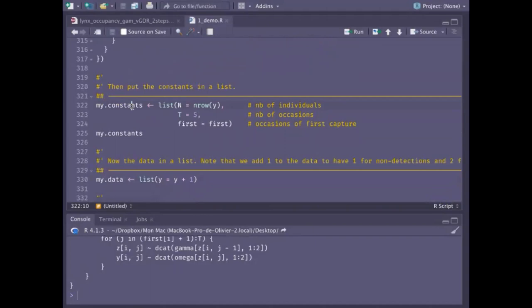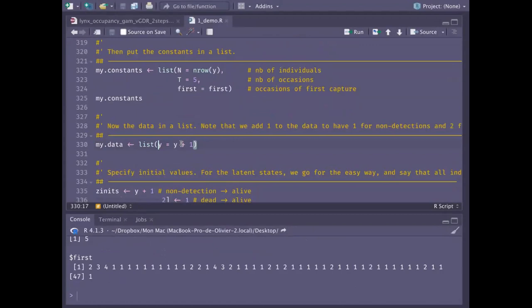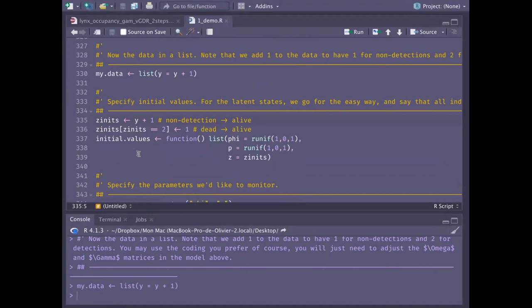The constants. So now we need the number of individuals, the number of sampling occasions, and this vector of the occasions of first capture. Okay, so that's a list with three components. And the data are just the matrix of detections, non-detections. So I add one to all the cells of this table because I want ones and twos, like I said. I generate initial values. So you can have a look at how I just use the observation table and I just make sure that all individuals are alive.